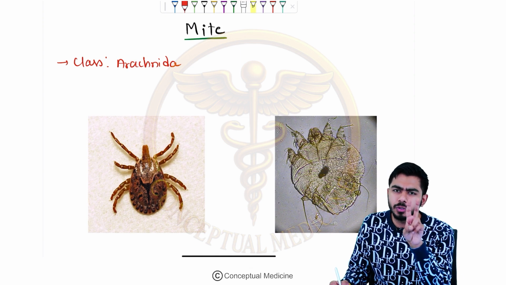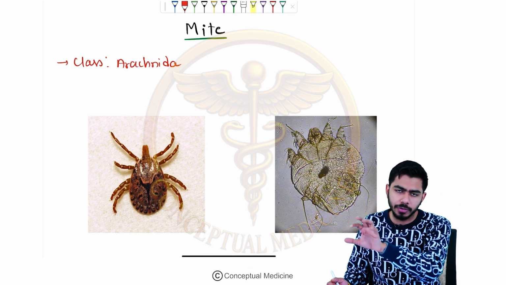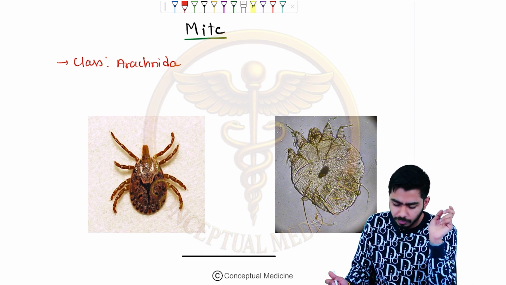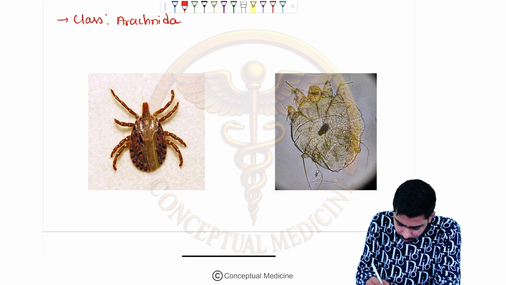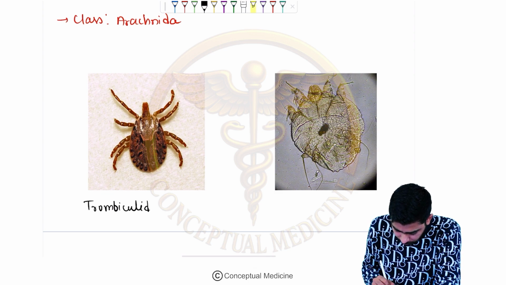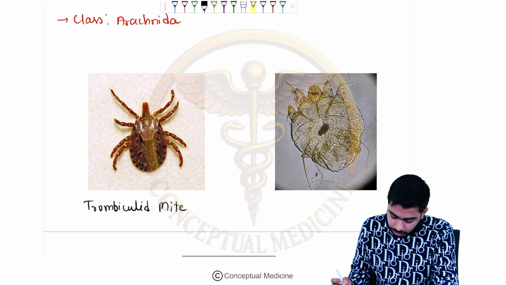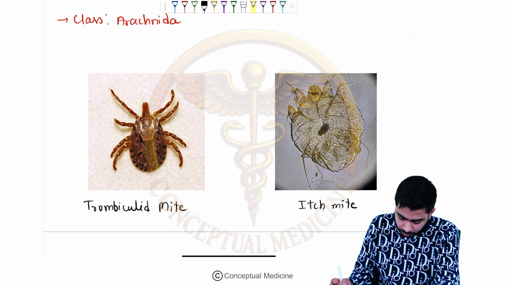You know guys, we have two types of mite, as we talked about the tick also, hard tick and soft tick. Here also we have two kinds of mite. What are the two kinds of mite you are seeing right now in front of your screen? This is the trombiculid mite, which you are seeing on the left side. And on the right side, this is your itching mite or itch mite, right?